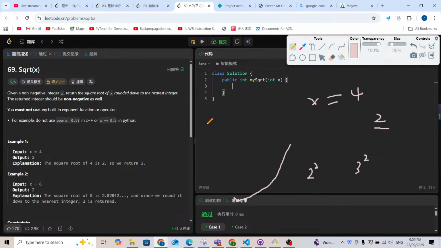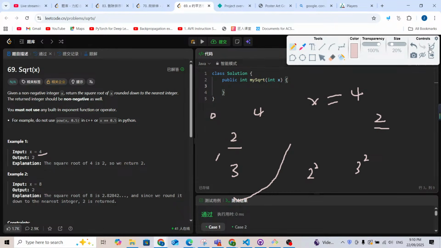For example, for the left side we set 0, and for the right side we set 4. The middle of 0 and 4 is going to be 0 plus 4 divided by 2, which is 2. Then we check this number. If the square of this number equals x, we return this number, which is 2. But if it is smaller, for example the middle is 1, we increase it. If it is bigger, for example 3, we decrease it. So this is why we can use binary search to solve the problem.